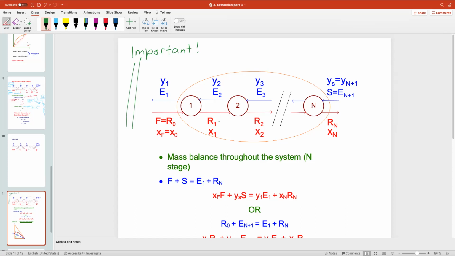Okay, I think I'll just go back to the concept. Who wants to answer? Yeah, Dia. Dia, what is the purpose of the equilibrium curve?